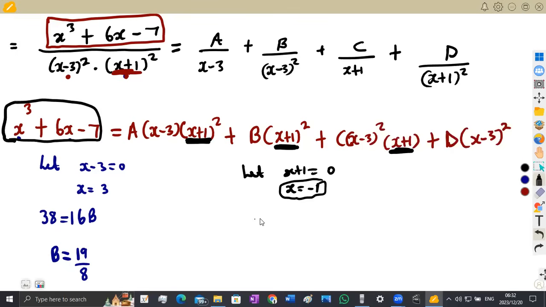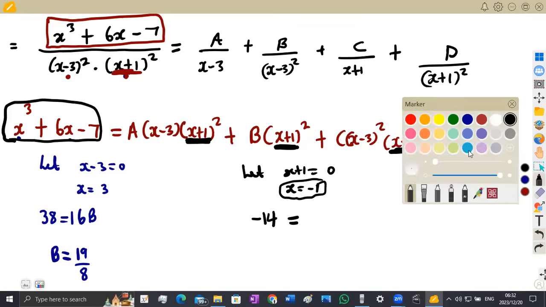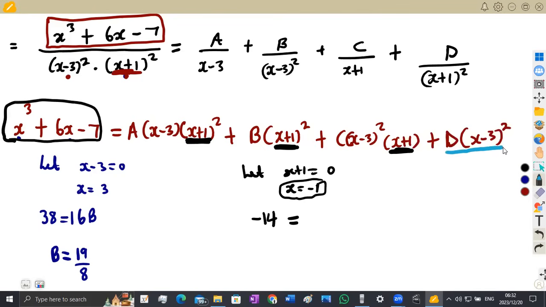So negative 14 on the left-hand side is equal to, remember what I was saying, the whole part where there is x plus 1 is 0. So the whole term becomes 0. We are going to focus on the part where we do not have x plus 1, which is on d here. We are going to substitute the value of x on d. We're not going to waste our time substituting our values here.